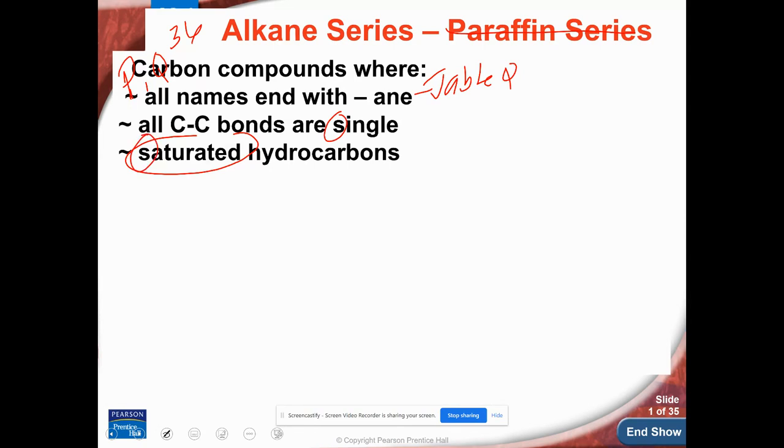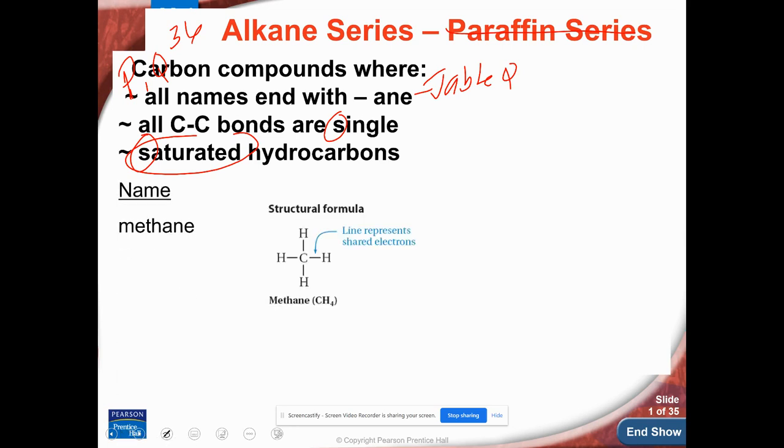So what does the word saturated mean to you? When we talked about our solutions unit, saturated meant holding the most solute in a certain amount of water at a certain temperature, like being full. And if the air is saturated with humidity, it's full. So saturated basically means full. It means it's full of single bonds, and it's got the most possible number of hydrogens.